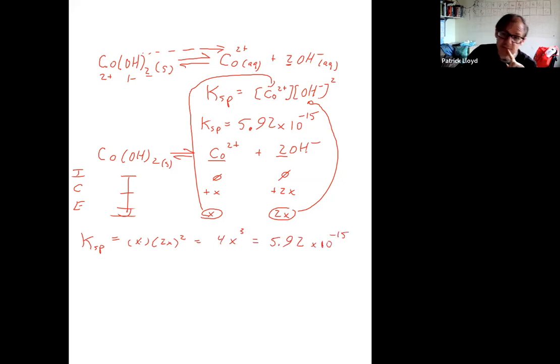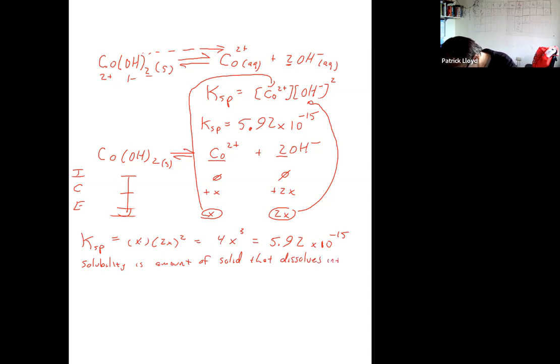Now, here's what I'm going to say. Solubility is the amount of solid that dissolves into a volume of liquid, or a volume of solution. It's the volume of the solution. Now, one way to express that amount could be grams, or it could be moles, it could be other units as well, but the most common units are grams per liter and moles per liter.